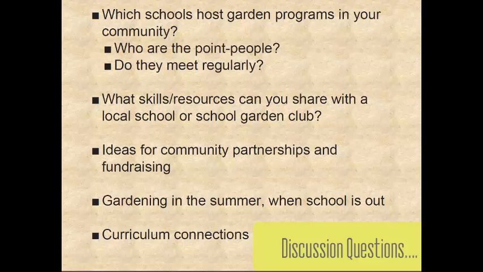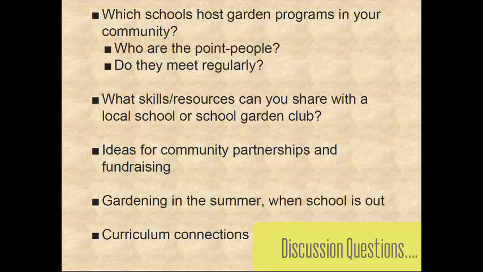Another discussion piece, maybe with an existing school or garden club or amongst yourselves, is gardening in the summer or when school is out. What does that look like? What kind of supports are there? Is there a summer school program? Is there a group of families that's interested in being involved to help run the garden? All of those things are important to figure out before you jump into a garden season.